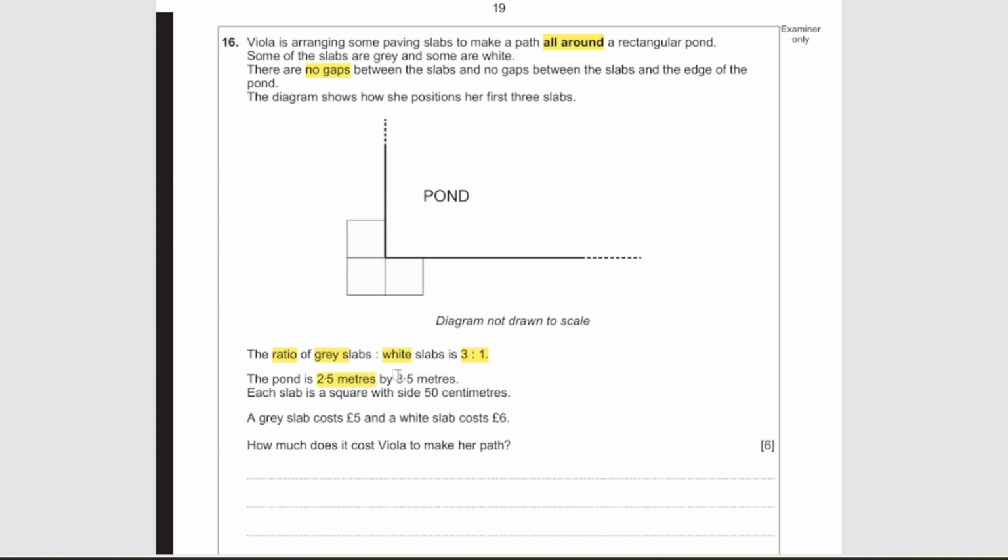2.5 metres by 3.5 metres. Each slab is a square with a side 50 centimetres. So square 50 centimetres. Grey slab costs £5. So grey is 5, white is 6. How much does it cost to make our path?